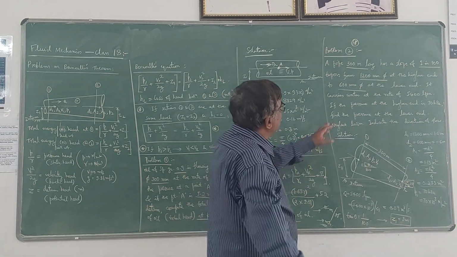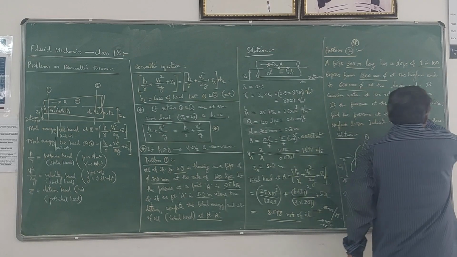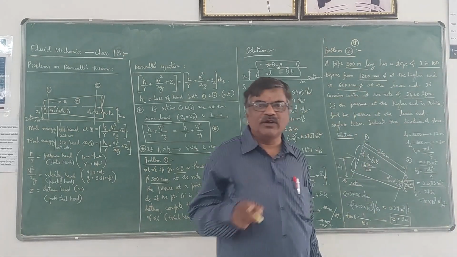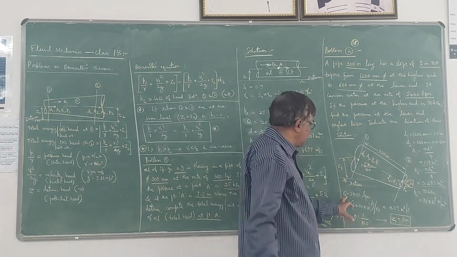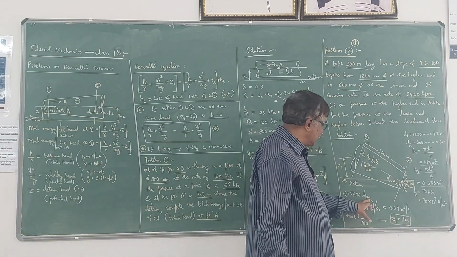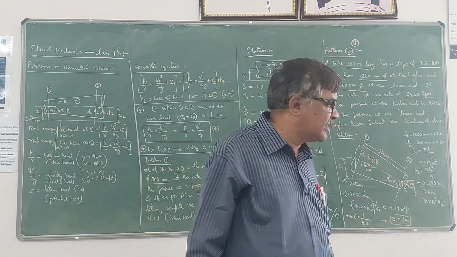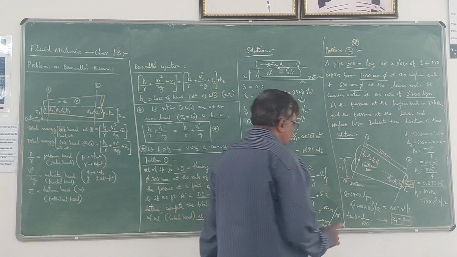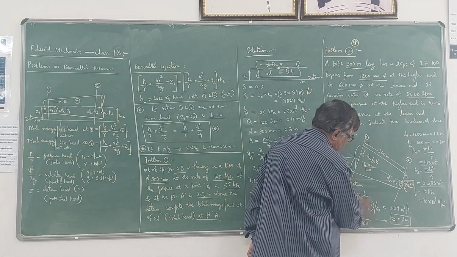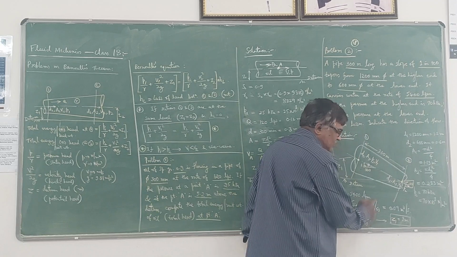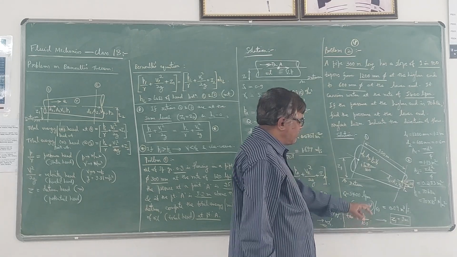And what he has given is that it carries water at the rate of 5400 liters per minute. You should be very careful here: LPS is liters per second, LPM is liters per minute. So Q is 5400 liters per minute. This should be converted to meter cube per second, which is very important. Liters to meter cube is 10^-3, divided by 1 minute which is 60 seconds, so divided by 60. If you simplify this, you get 0.09 meter cube per second. This is a very important step.